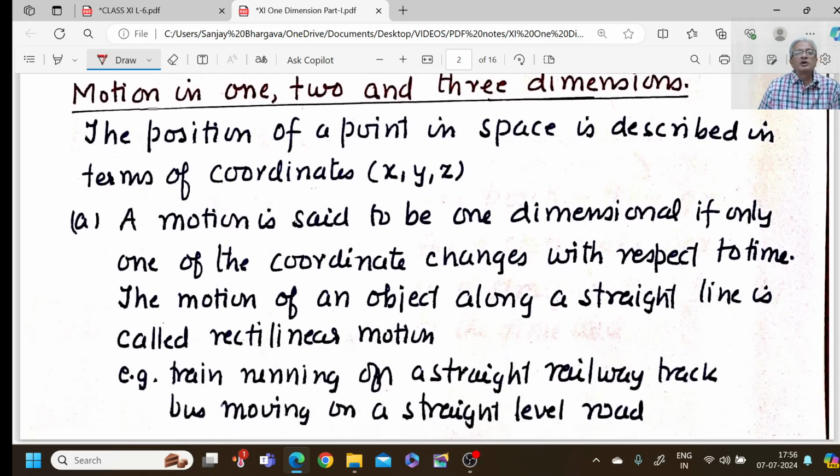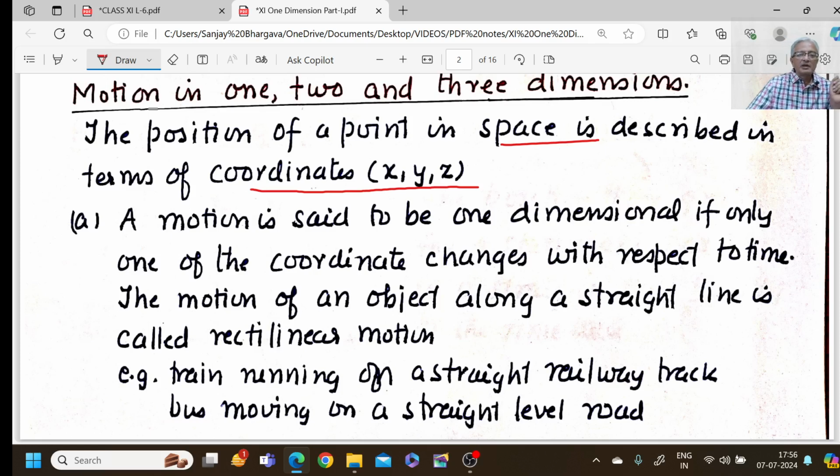Motion in 1, 2 and 3 dimensions. The position of a point in space is described in terms of the coordinates x, y and z. Remember, in the Cartesian coordinate system, in a two-dimensional plane, the position of a point is described by two coordinates like x and y, or y and z, or z and x. In 3 dimensions, it is described by the coordinates x, y and z. On the basis of this, we would be classifying the motion as 1-dimensional, 2-dimensional and 3-dimensional.